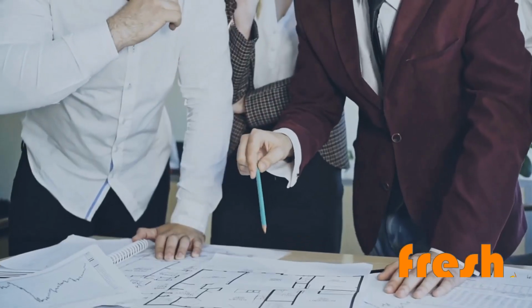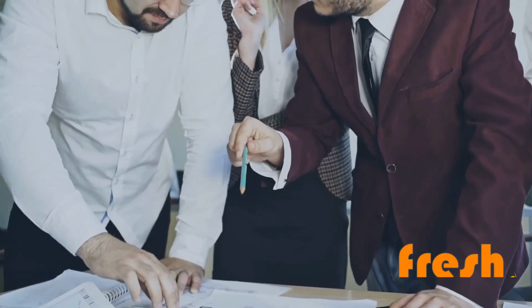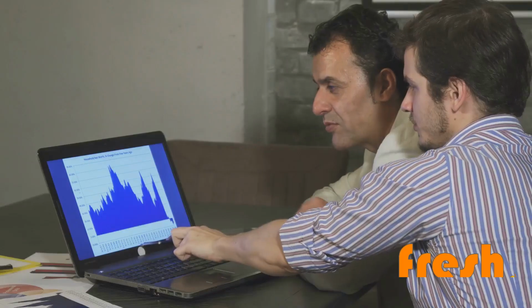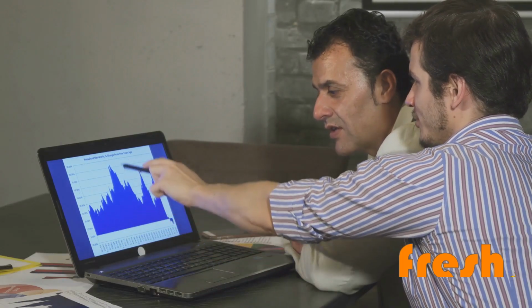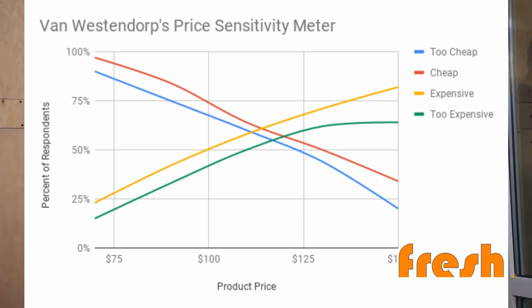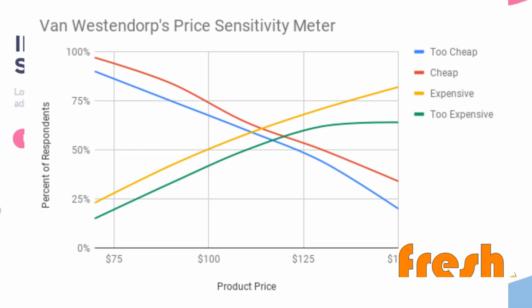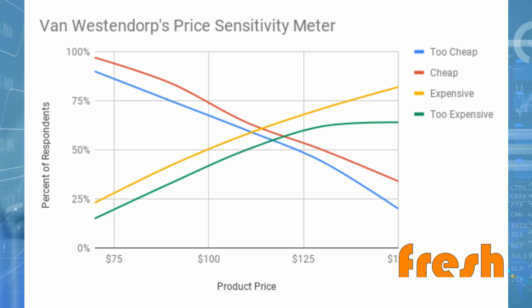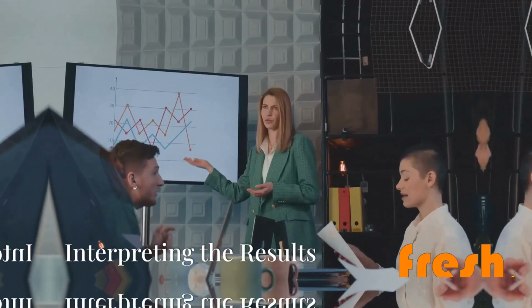The range of acceptable prices is determined by 2 other key intersections. The lower bound is found where the too cheap and expensive curves intersect. This marks the lowest price that's still considered acceptable without being perceived as low quality. The upper bound is where the bargain and too expensive curves intersect, indicating the highest acceptable price before most customers are turned off by the cost.